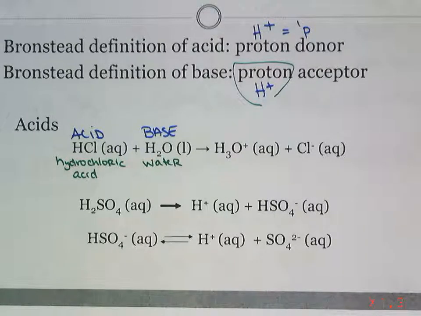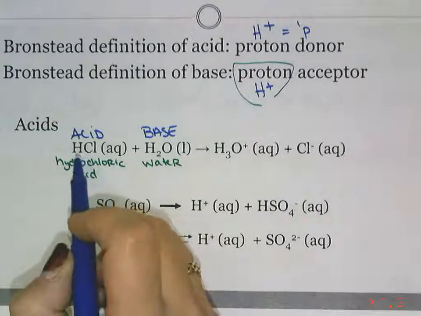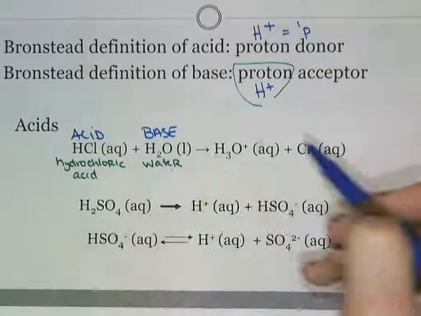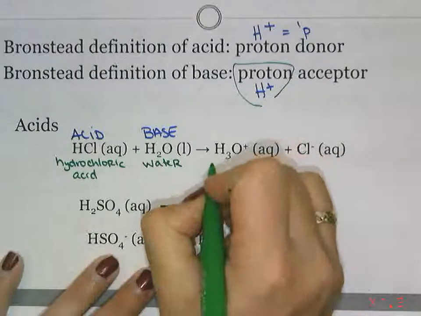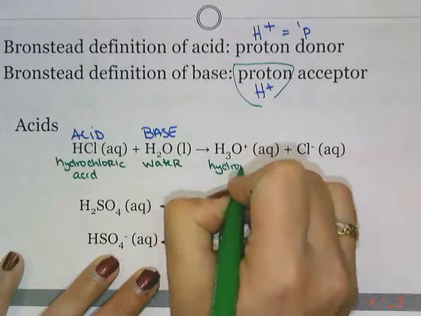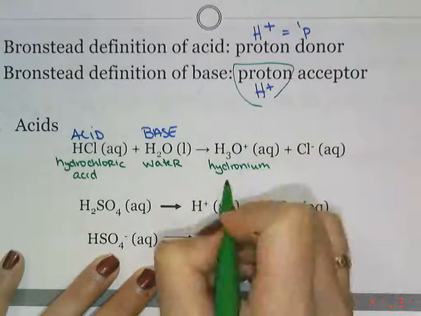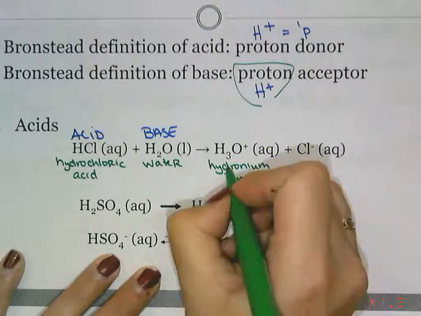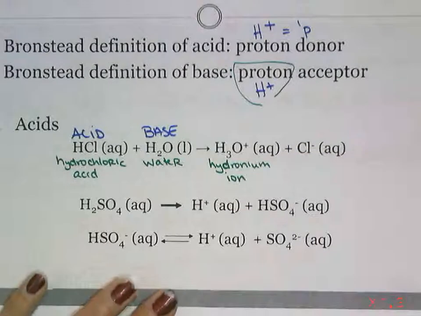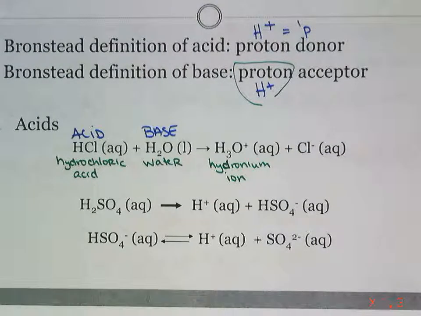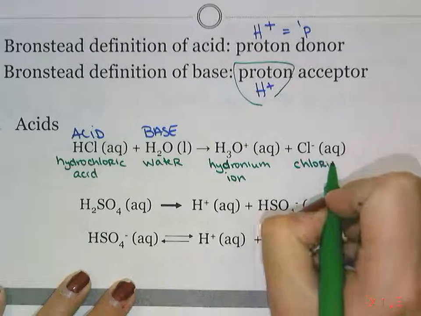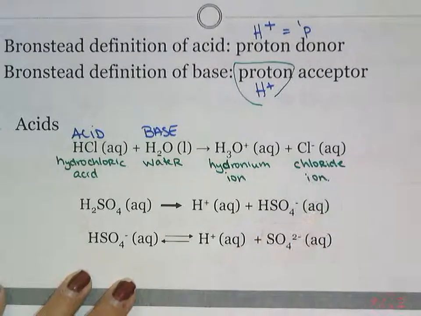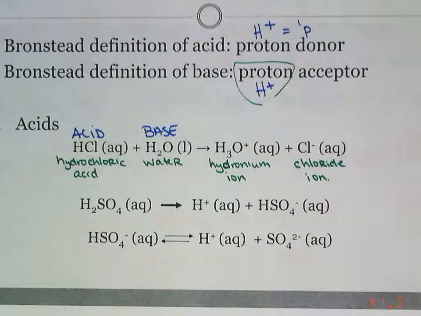All right, so if hydrochloric acid is going to give away its proton to water, we make this new snazzy form of water. This is called, that's a D, hydronium ion. And then we just have chloride. We have the hydronium ion and the chloride ion.